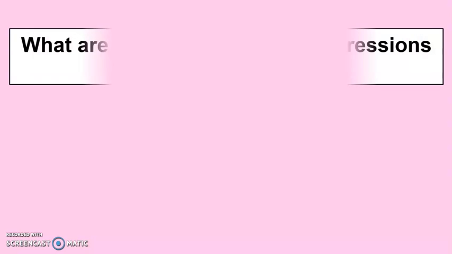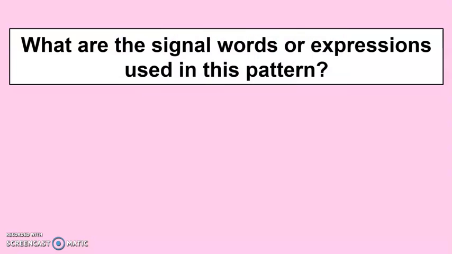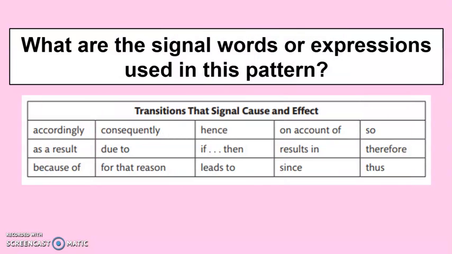Now that we know what cause and effect is as a pattern, let's get to know the signal words or expressions used in this pattern. The following are the signal words that are used for cause and effect: accordingly, as a result, because of, consequently, due to, for that reason, hence, if, then, leads to, on account of, results in, since, so, therefore, and thus. You may pause this one for better understanding.